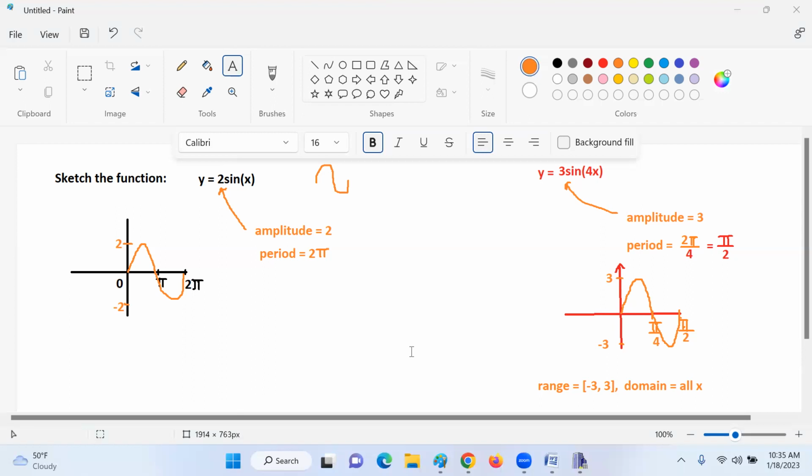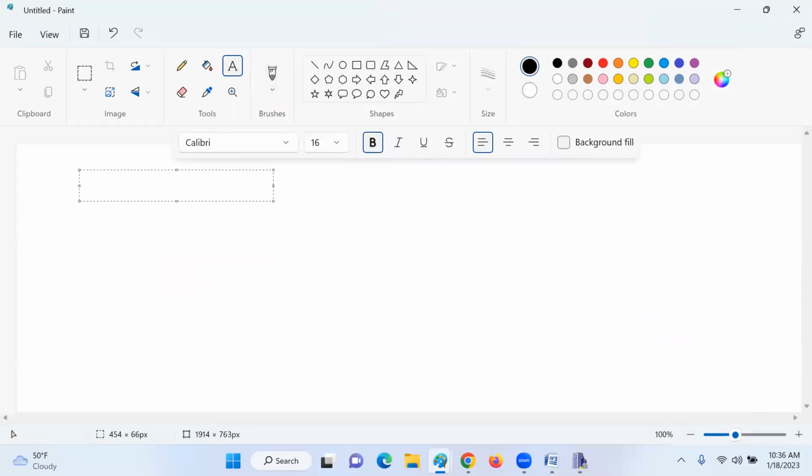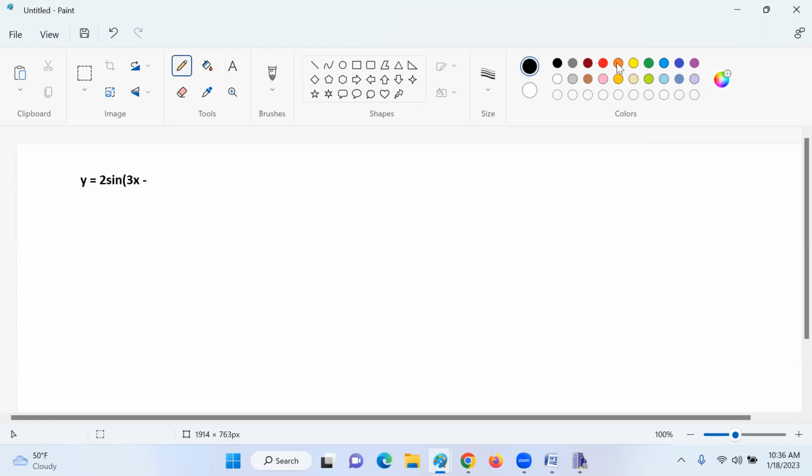For this part it's hard, but we're going to stick to that, okay? So let's do another sine function, and then another sine function, and then we're going to jump to the cosine function. Let's say we're doing sine of how many x do you want? Maybe 5x, so that's 3x minus pi over something, minus pi over 4, or pi over 4, whatever.